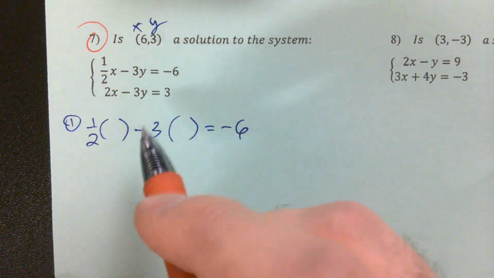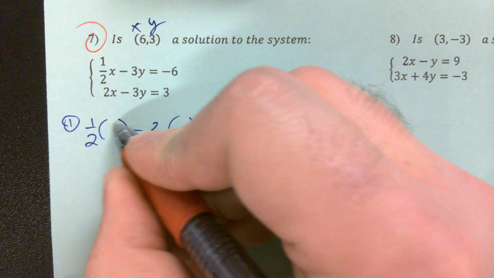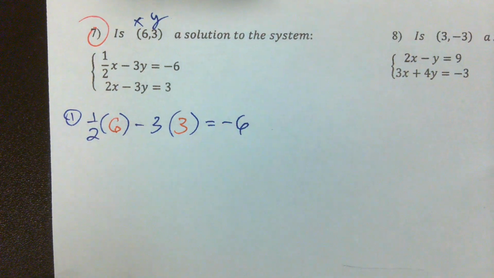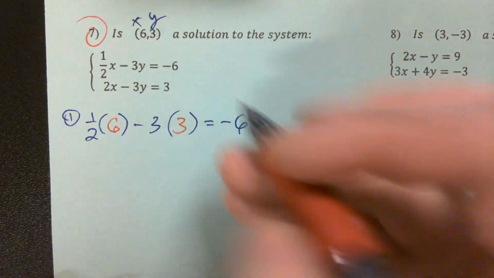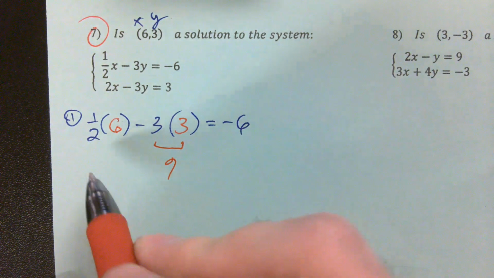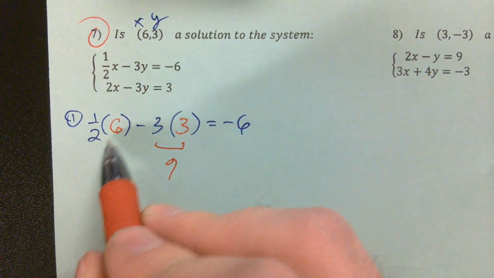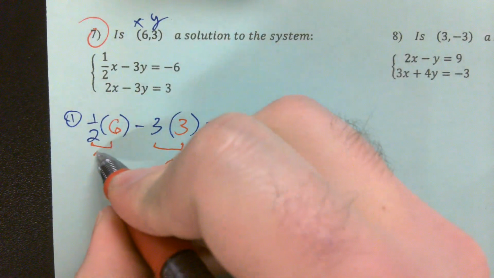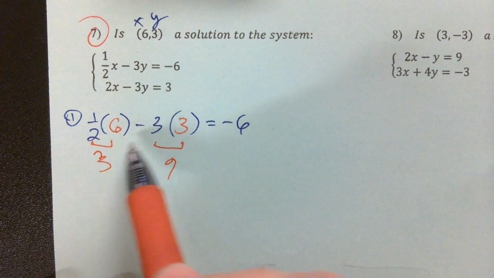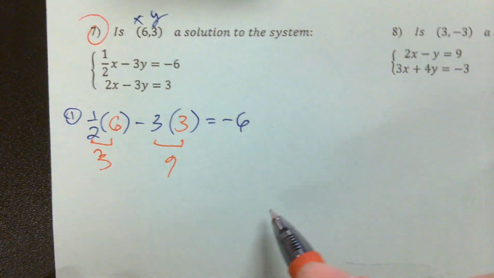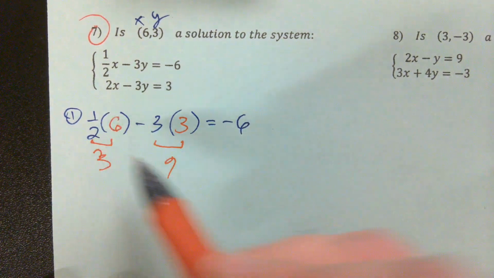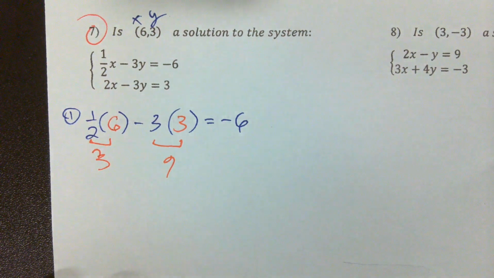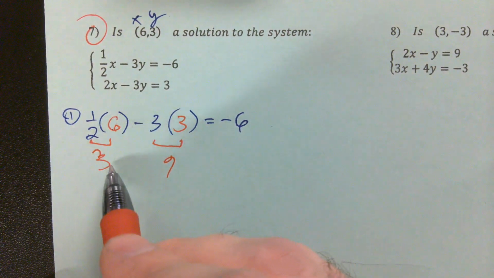So, we plug the 6 in for x, plug the 3 in for y. 3 times 3 is easy. That just gives us 9. But what's 1/2 times 6? 3. There's a couple ways we could go about doing that. We could think logically, right? If you have 6 candy bars, and I take half of those 6 candy bars, now you only have 3 left, right? So half of 6 is 3.